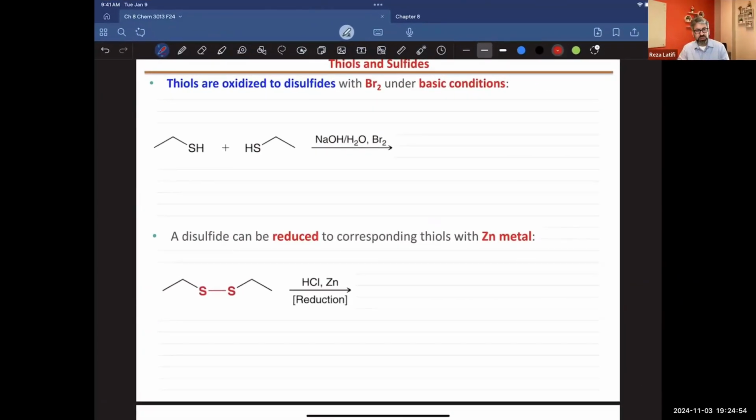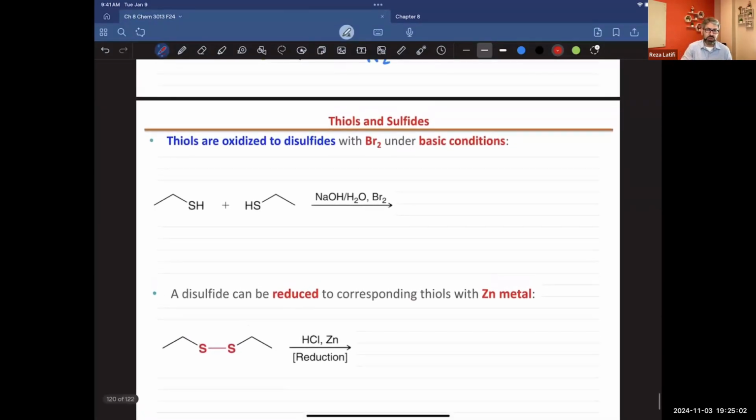Now, thiols can be oxidized, and if you oxidize them, you will get disulfide. Before I go through the chemical reaction, I want to show you the difference between thiols and sulfides. In thiols, we have R attached to S, and S is attached to one H. So under any condition, there will be one H attached to sulfur.